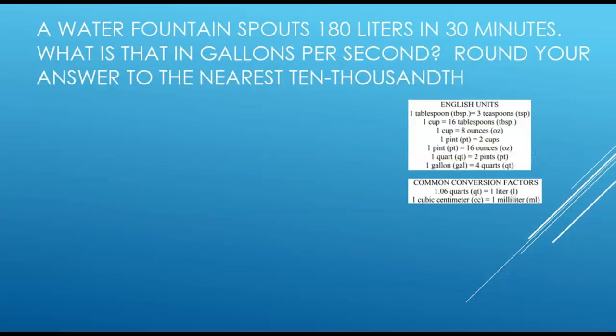Here we're going to have to change a rate because a water fountain spouts 180 liters in 30 minutes. So 180 liters in 30 minutes. And we need to figure out what is that in gallons per second. So the top is going to become gallons, on the bottom is going to become seconds. Well, let's create a plan before we start to do this. How do the liters become gallons? Well, liters is metric and gallons is standard or English. So the only way to get from liters to gallons is going to be using that conversion factor.